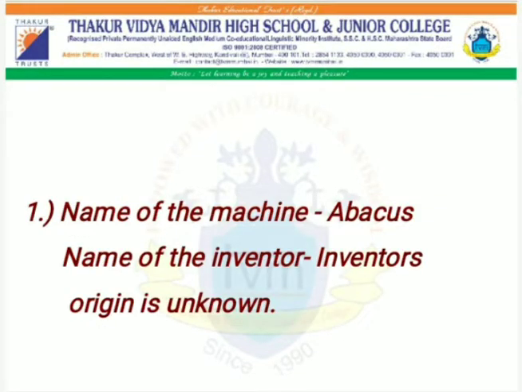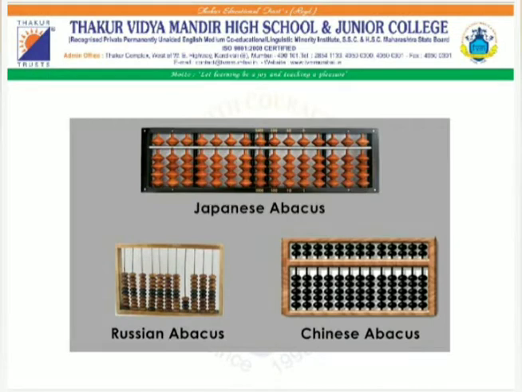The first such machine that we are going to learn about is the very own abacus. Now, the origin of its inventor is unknown because there are various theories as to who invented the abacus. Some say it was the Chinese, some say it was the Indians, some say it was the Japanese. But still, we are not sure, hence the inventor's origin is unknown. Now, I'm sure you all know how an abacus looks. There are various types of abacus available: the Japanese abacus, Russian abacus, and Chinese abacus, which you can see in these pictures.